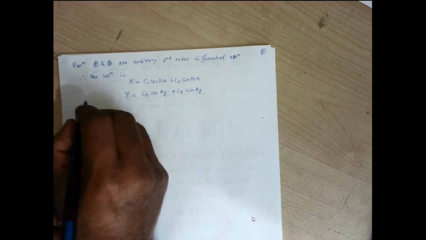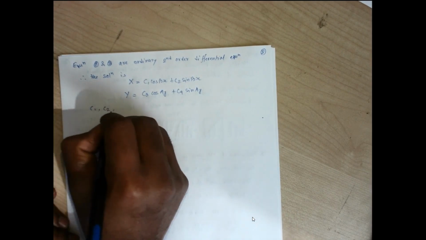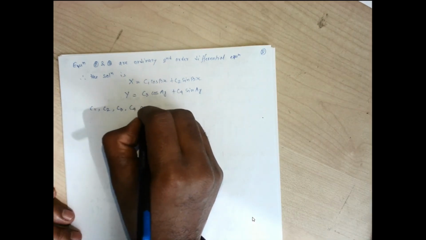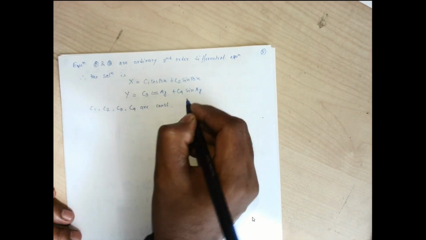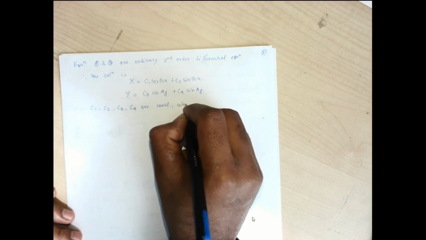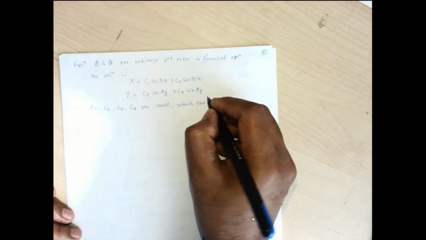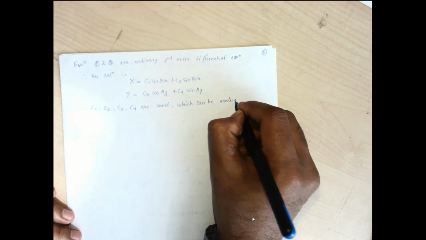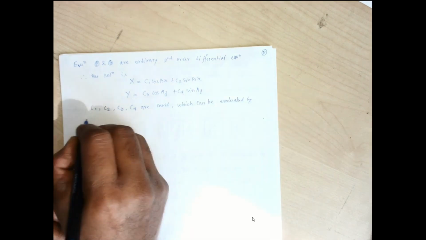So here c1, c2, c3, c4 are constants and which can be evaluated by applying boundary conditions.